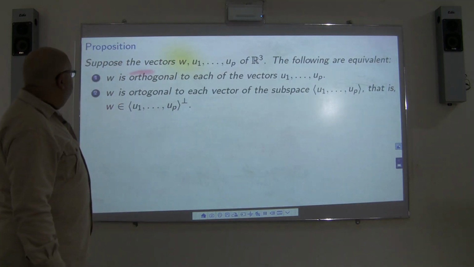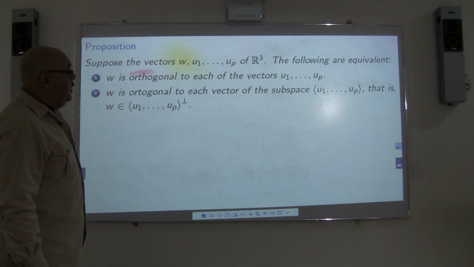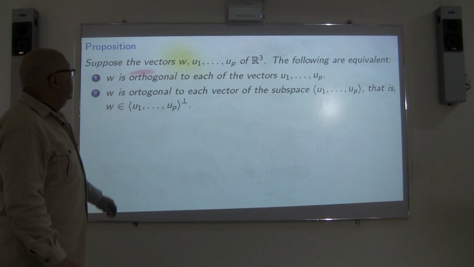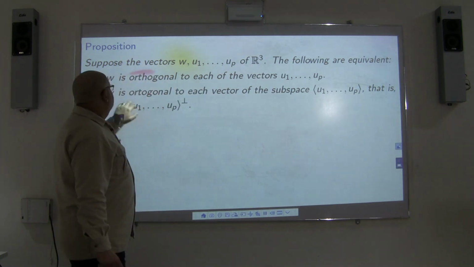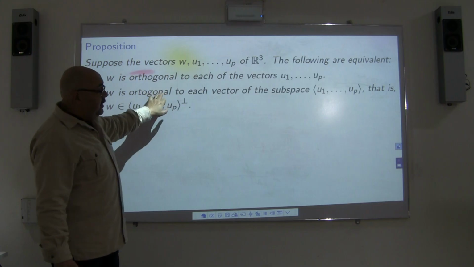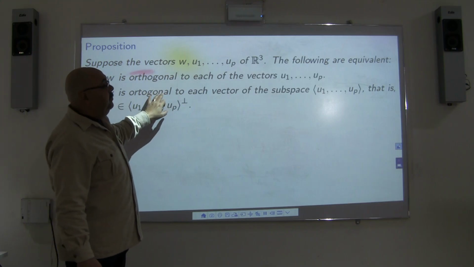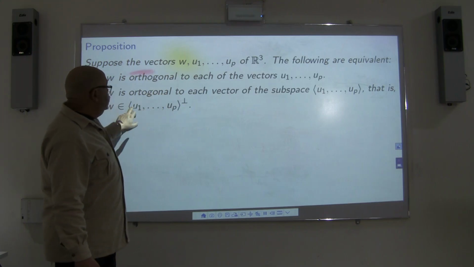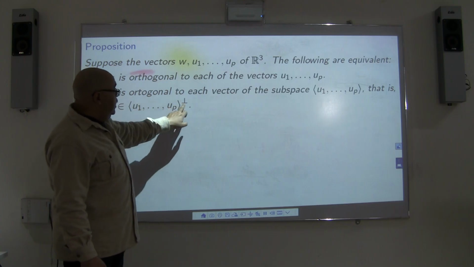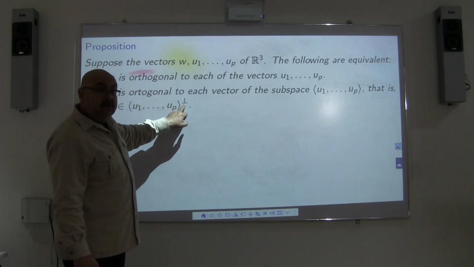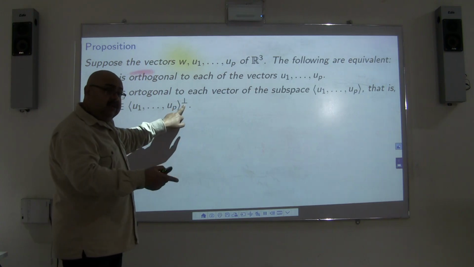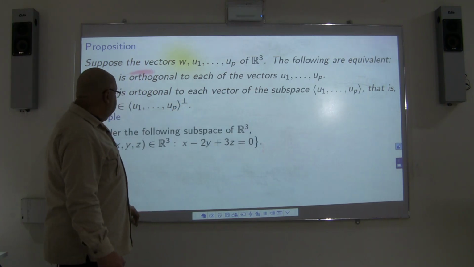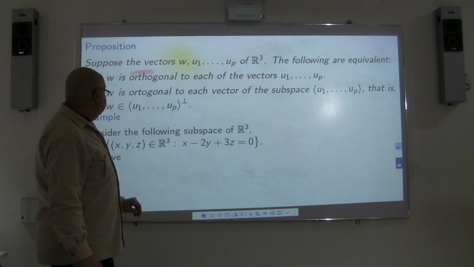Okay, suppose the vectors u1 to ub of R3, the following are equivalent. Watch out for equivalent statements. W is orthogonal to each of the vectors u1 up to ub. W is orthogonal to each vector of the subspace u1 up to ub. That's W belongs to the orthogonal complement of u1 to ub. So to have a vector perpendicular on a set of vectors as a basis, it belongs to the subvector space of the orthogonal complement.